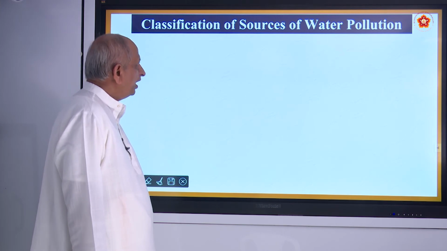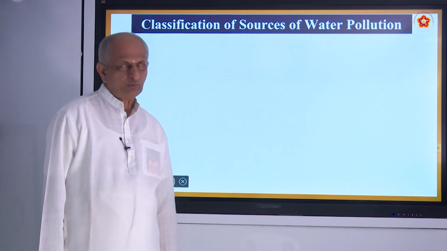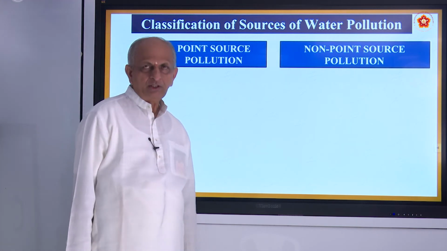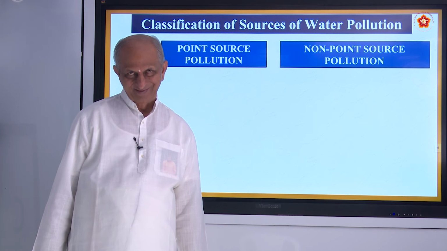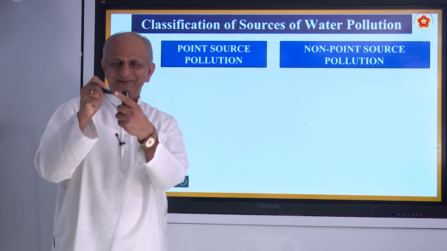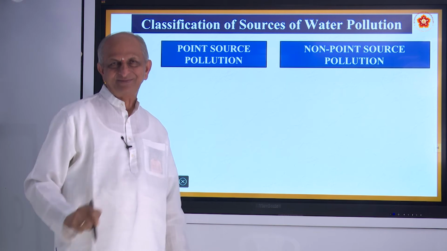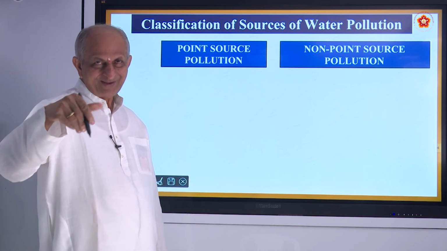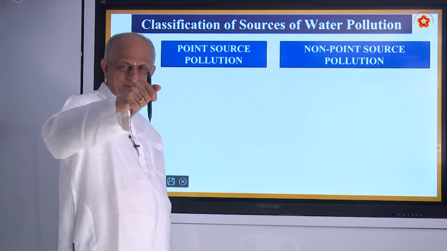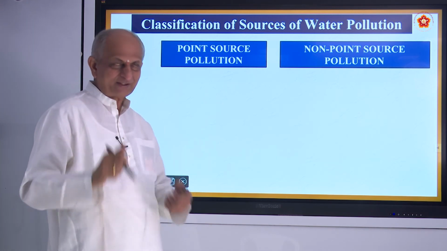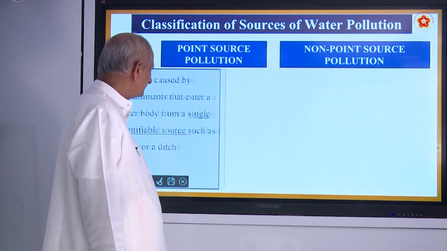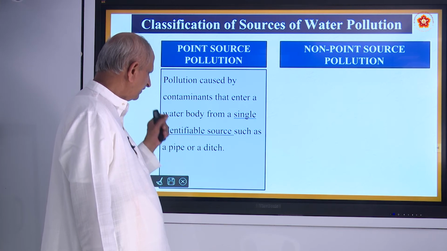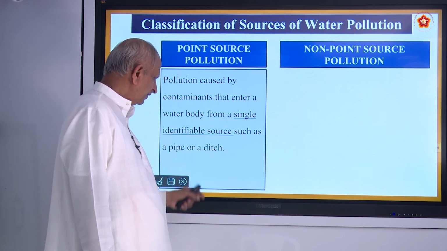So there are two types of water pollution. One is called point source pollution and the other is called non-point source pollution. Point source, so this is called point. Is it not? You have a pencil point, wicket point, that you know very well. Wickets, when they start the games, or before the game starts, there will be points for the wickets. That is called wicket points. So point source pollution is pollution caused by contaminants that enter a water body from a single identifiable source, such as a pipe or a ditch.